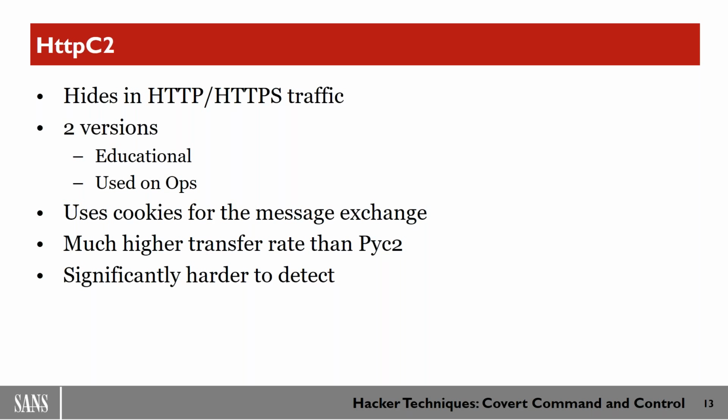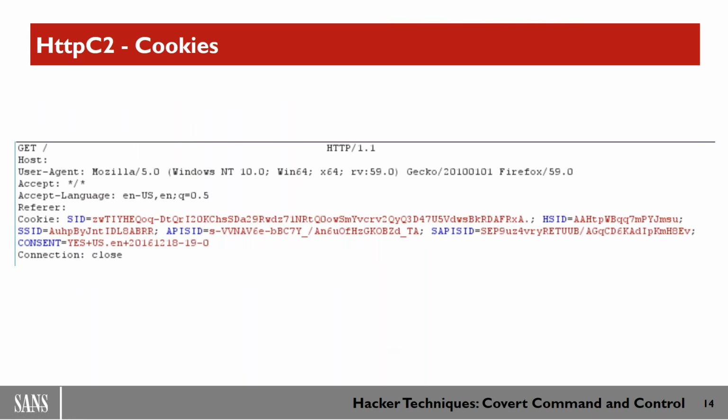It also has a much higher transfer rate, because HTTP is so variable in how large the responses and requests are, that you can start getting higher transfer rates and larger files transferred through things like POST methods and whatnot. It's also much, much harder to detect. HTTP is in almost every environment, and with HTTPS, you can even start encrypting your command and control traffic without looking suspicious at all. So it's a much more effective method of command and control.